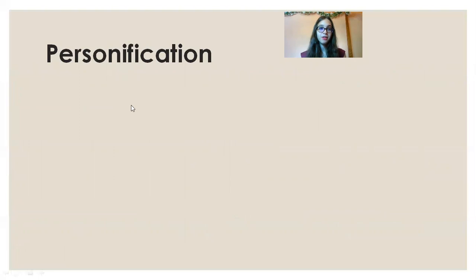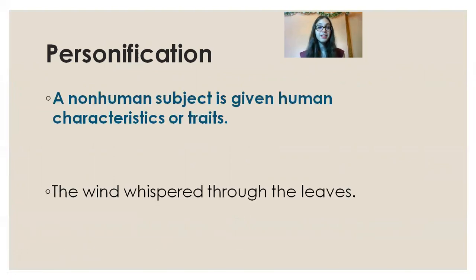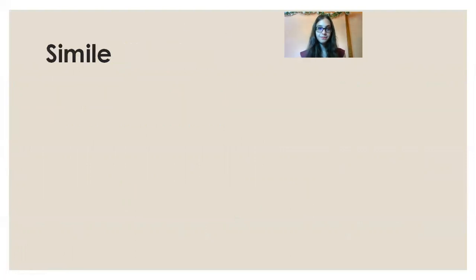Personification. One of the really good tips for this word is that you have the word person right in the word itself, so that helps you with the definition. A non-human subject is given human characteristics or traits. The wind whispered through the leaves. So the wind is not actually whispering and telling you something, but that sound gives it a human quality. And this description is making it seem like a human creature.